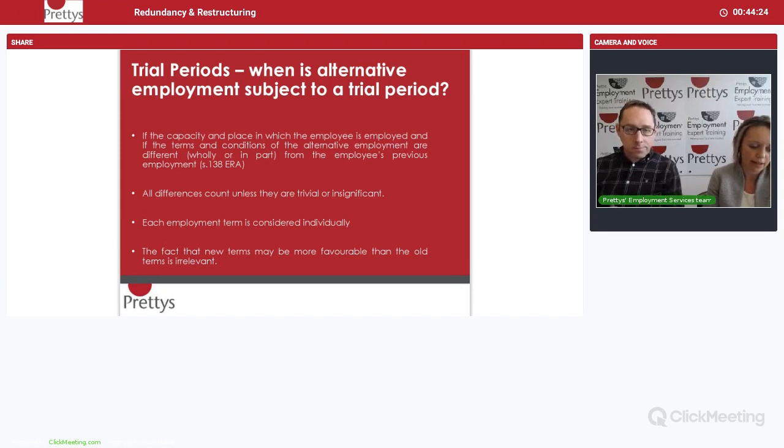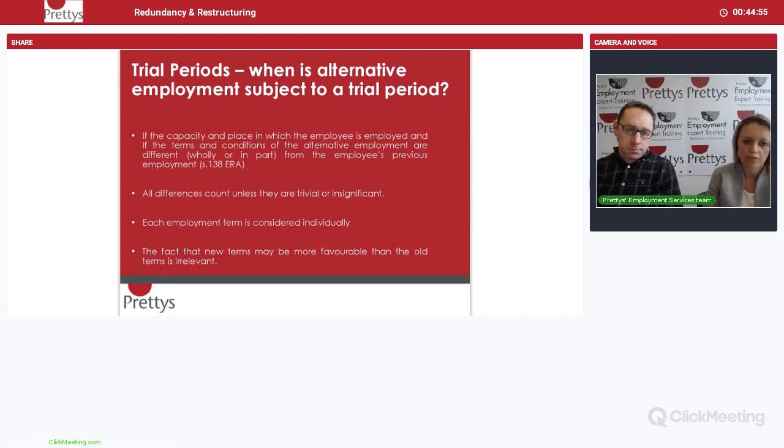Trial periods. So when is alternative employment subject to a trial period? Well, we have a statutory test for that. So we look at the Employment Rights Act. If the capacity in which the employee is employed and the terms and conditions of the alternative employment are different, wholly or in part, from the employee's previous employment, then we have a trial period. It is a mandatory trial period. It's a statutory trial period that lasts for 4 weeks.